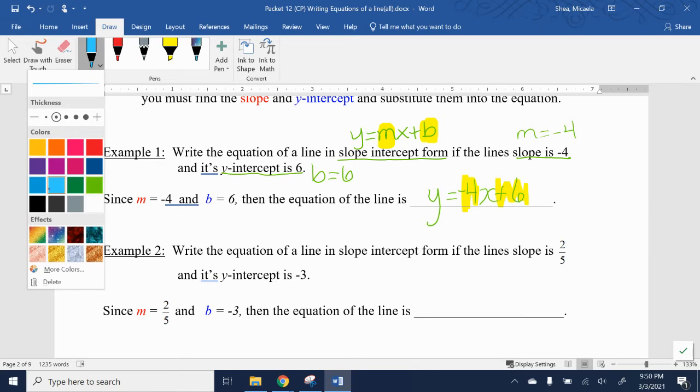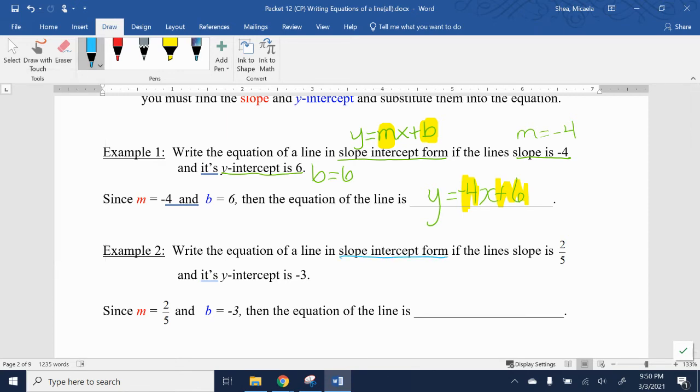Example 2 says, write the equation of a line in slope-intercept form. So again, y equals mx plus b. And we know that we have to replace the m and the b. So we're going to be saying y equals blank x, blank. We have these two places that we're going to fill in. Let's look at what they're giving us.